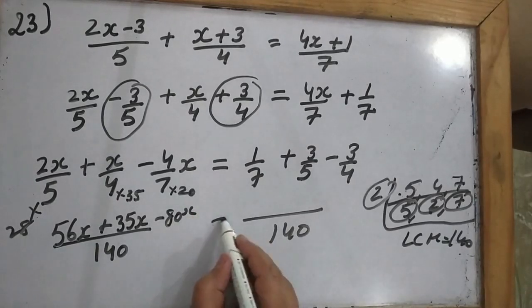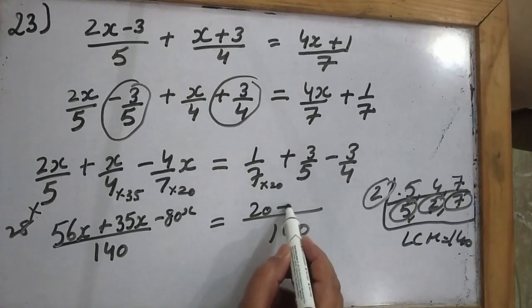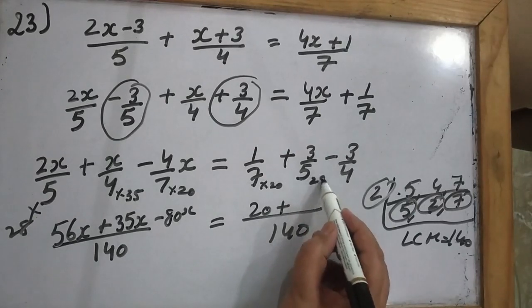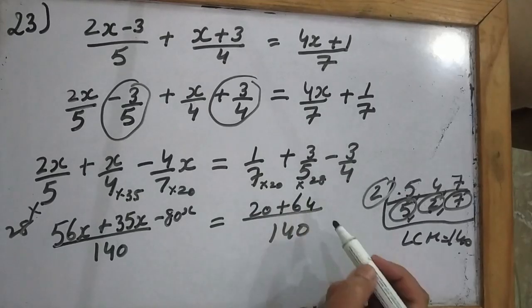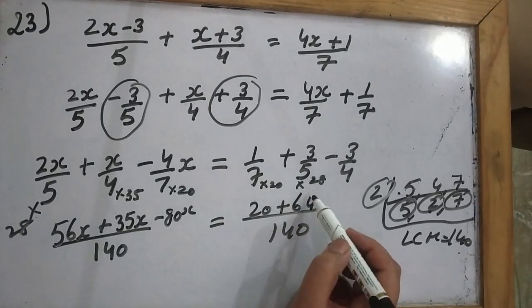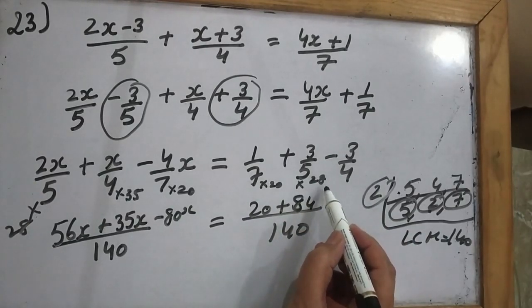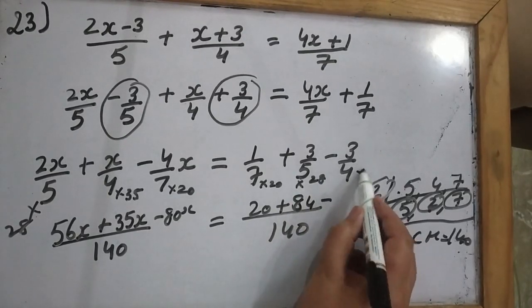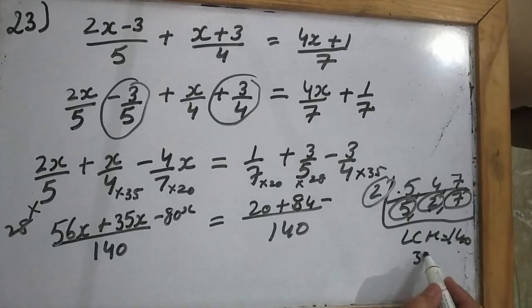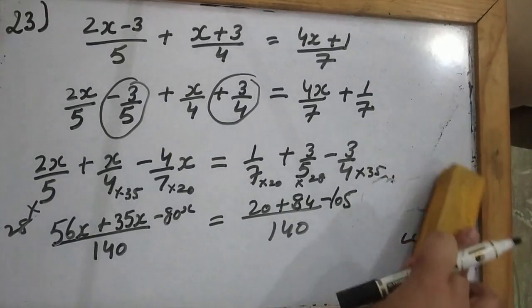So the other side, 7 20s is 140, so 1 20 is 20. 5 28s is 140, so 3 28s is 84. 84, 3 8 20, yes, and 4 35s is 140, so 35 3s is 105. So this is how you will write.